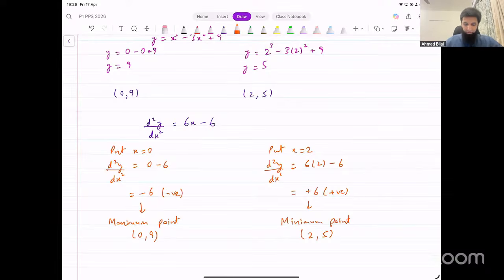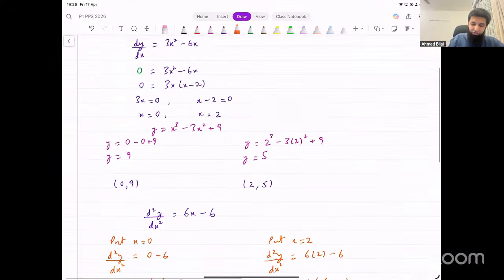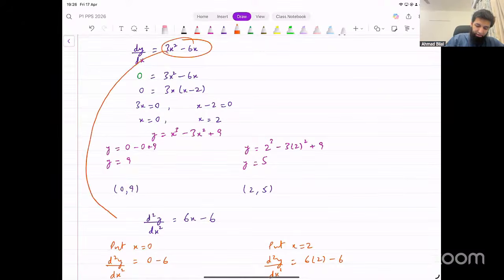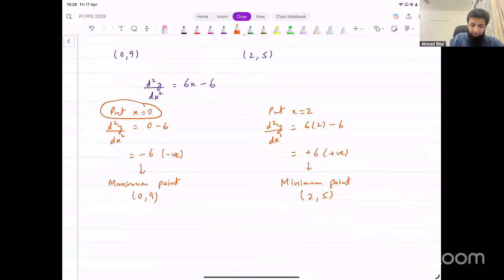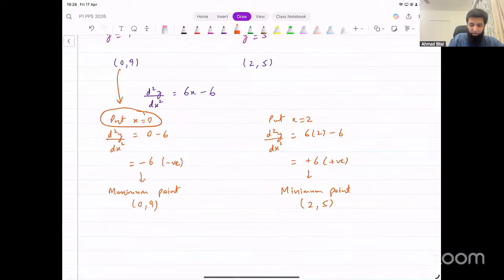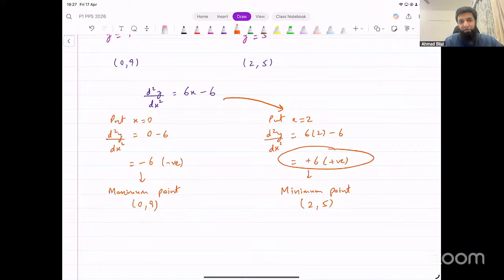Repeat the last part. This first derivative was given as 3x squared minus 6x. And that gives us 6x minus 6 as the second derivative. All we are doing after that is inputting x equal to 0 in this, the x coordinate of the first stationary point, and that turns out to be negative. If the second derivative is negative, that means it's a maximum point. And then we input x equal to 2 in that. That gives us a second derivative of positive 6. If the second derivative is positive, that means it's a minimum point. That's a standard rule that we've got. Is that okay?